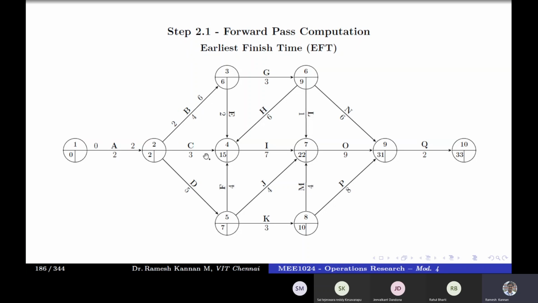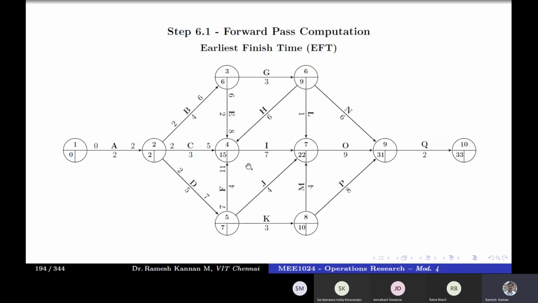Okay. Next we'll go to C. C also has the same procedure, which means both are the same, so it will have 2. 2 plus 3 is 5. And we'll go to activity D, which also has the same thing, 2 and 2. So this is 2. 2 plus 5 is 7. Then E will be 6 or 6, which is 6. Here 6 plus 2 is 8. Okay. F is 7 and 7, so it will be 7. 7 plus 4 is 11.